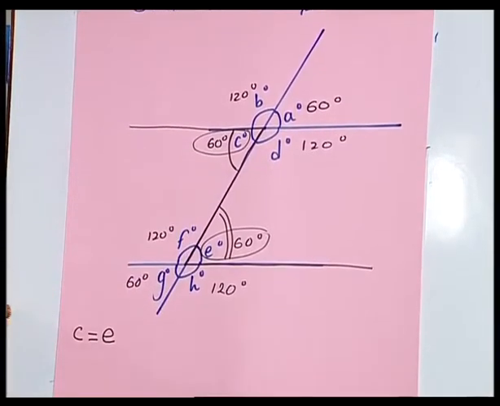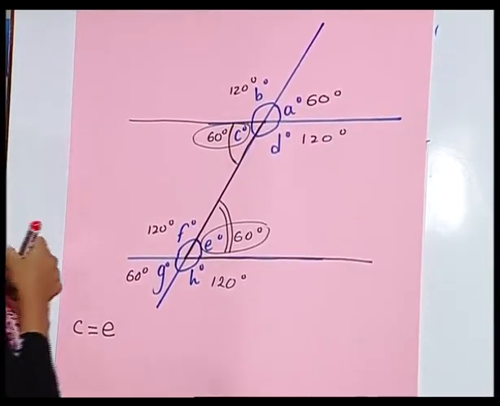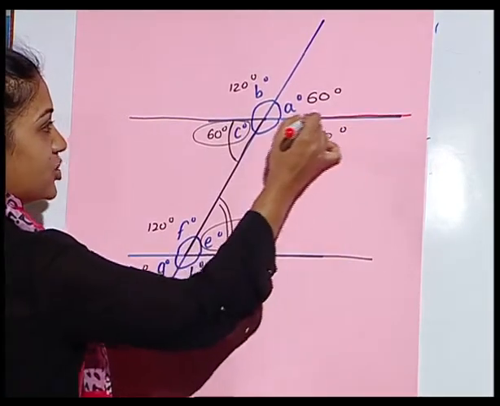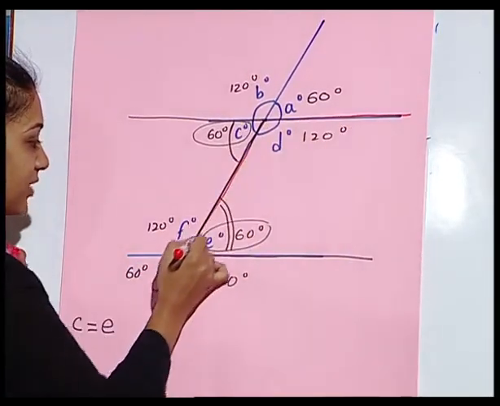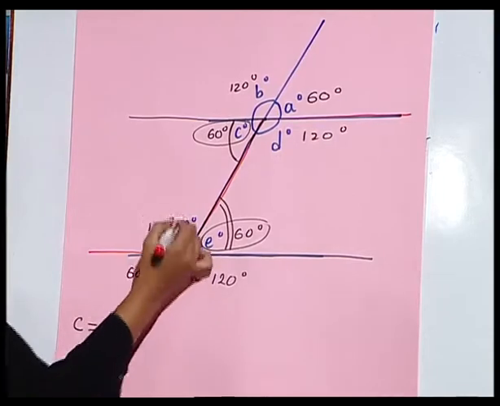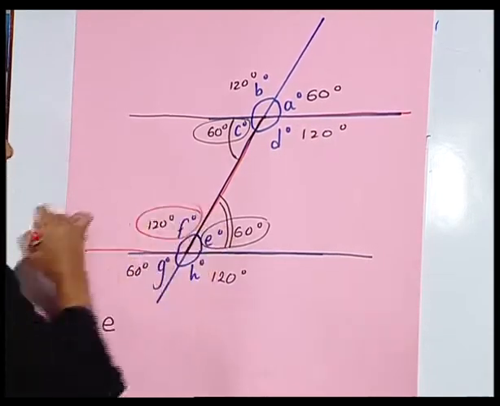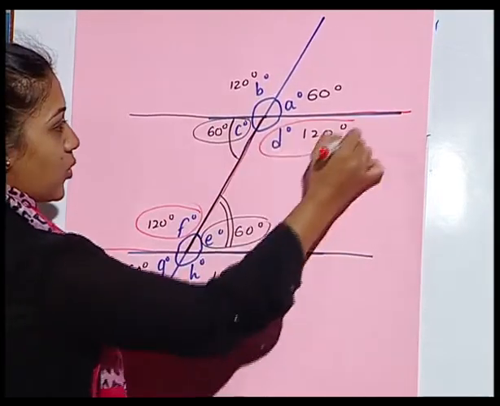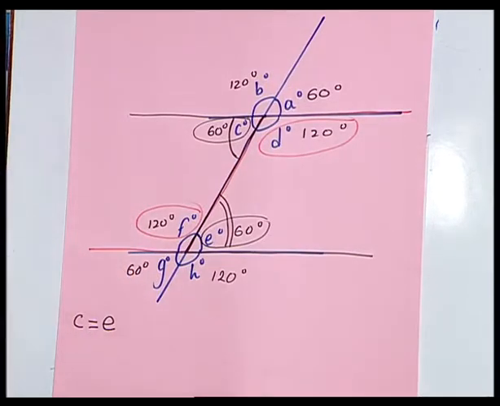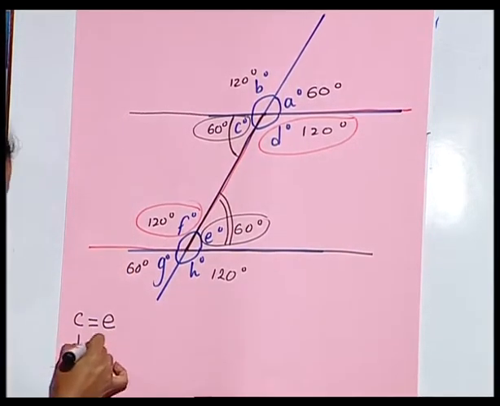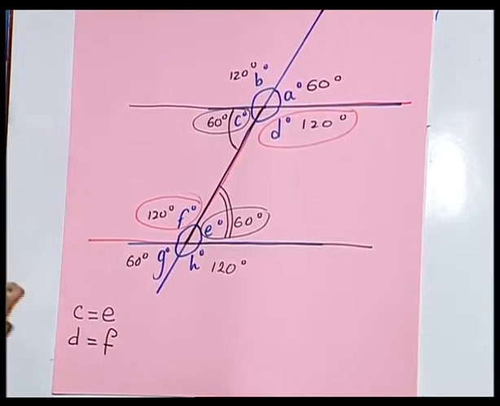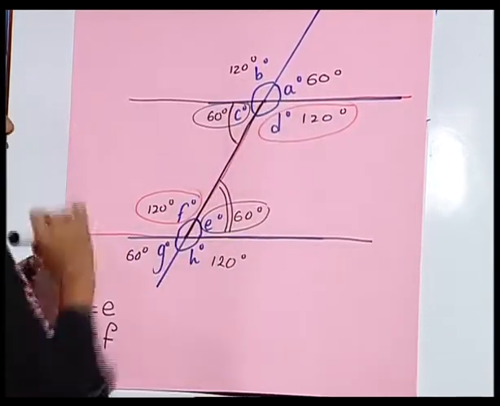We also have a reverse Z shape, which again you will see has equal angles. F is 120, D is 120. We see that D is equal to F, alternate angles, which are equal.